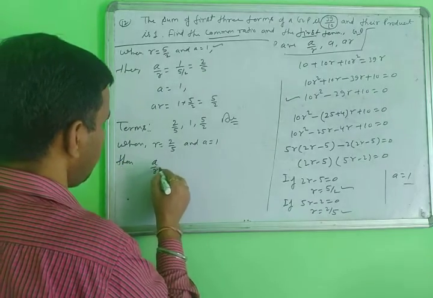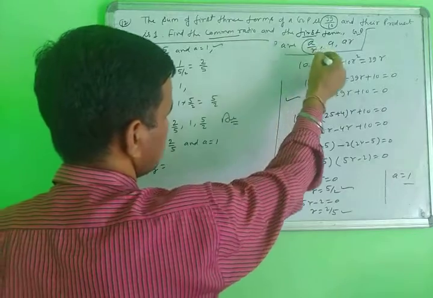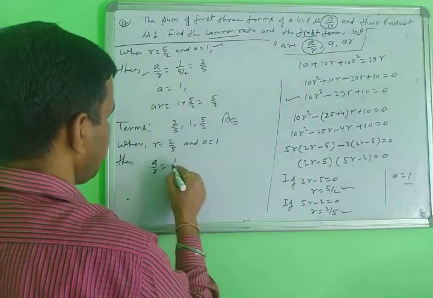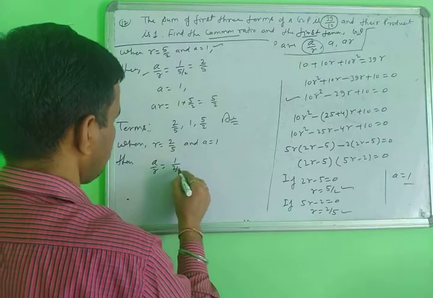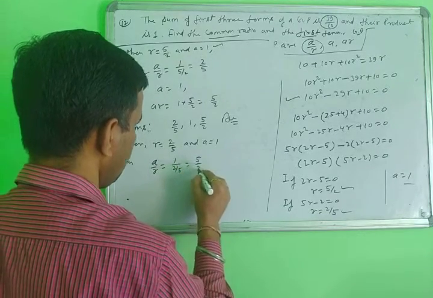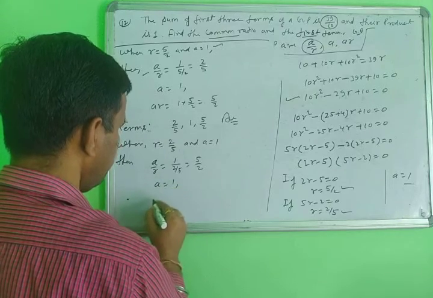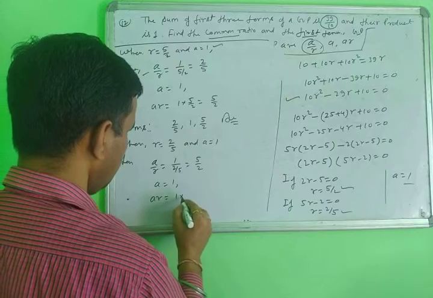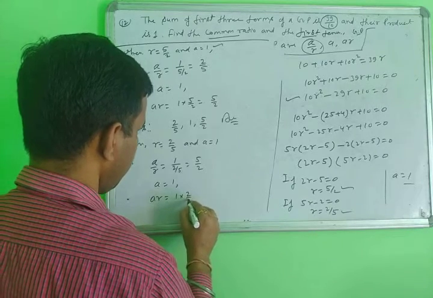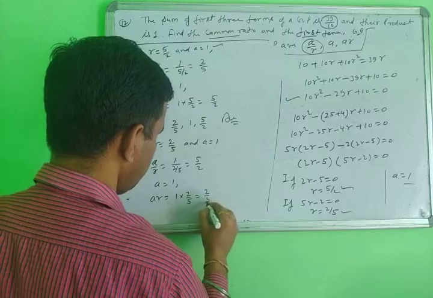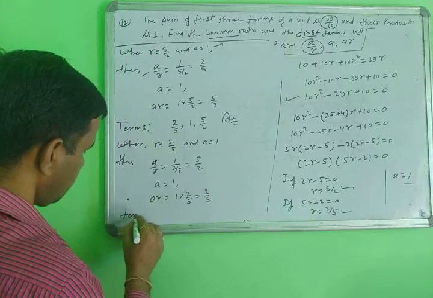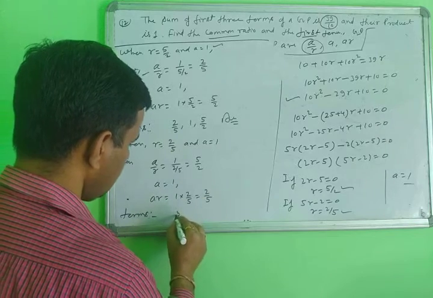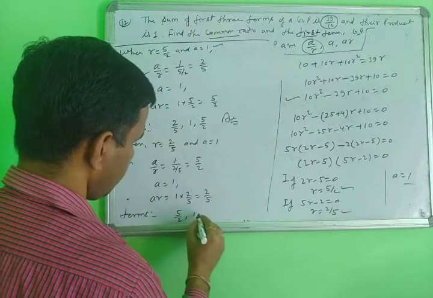A upon R is the first term here. Similarly here, A upon R equal to 1 upon 2 by 5, the result is 5 by 2. The value of AR: A into R equals 1 into 2 by 5, the result here is 2 by 5. The terms here are 5 by 2, 1 and 2 by 5.